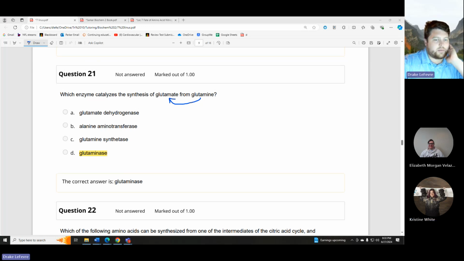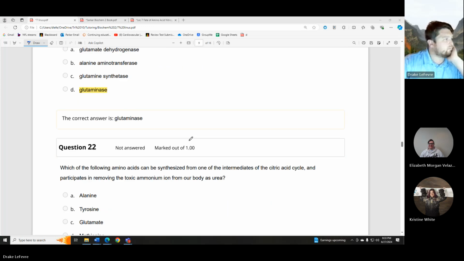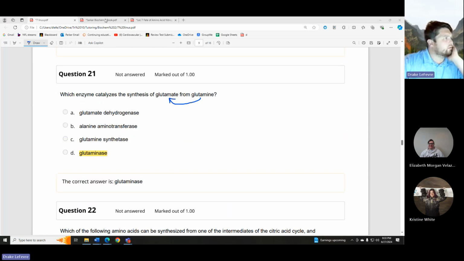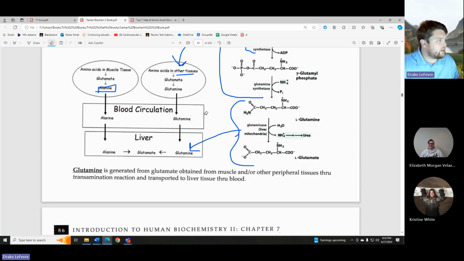Please don't freeze, computer. There we go. I was just looking at the book before this. It should be in here.